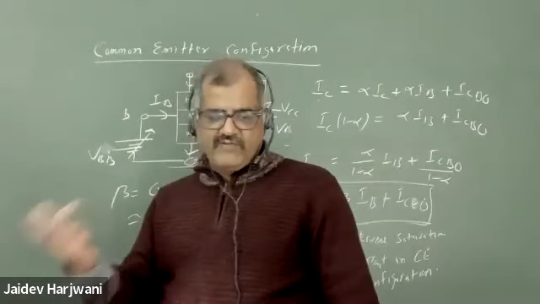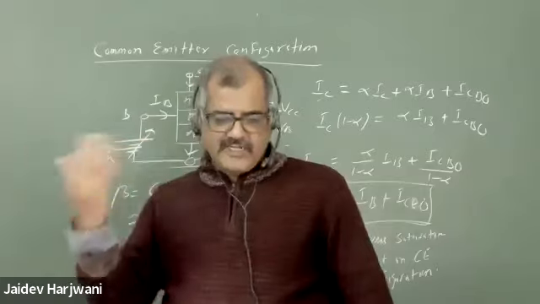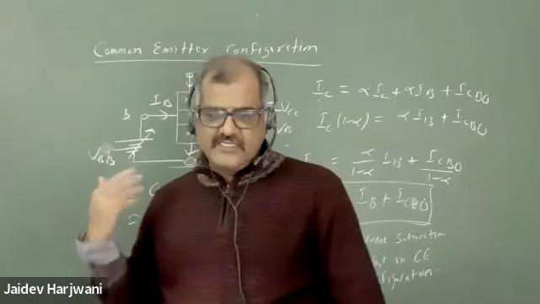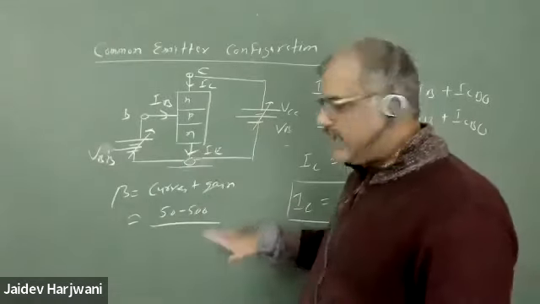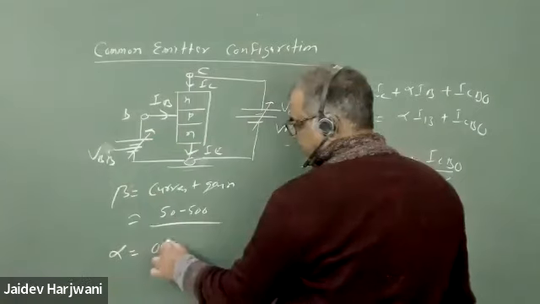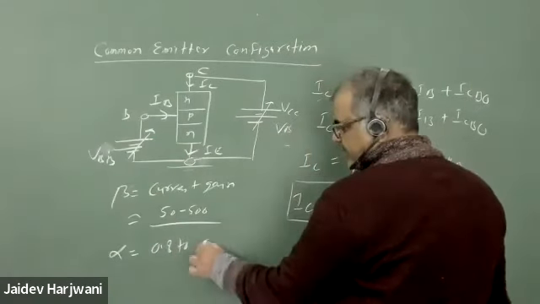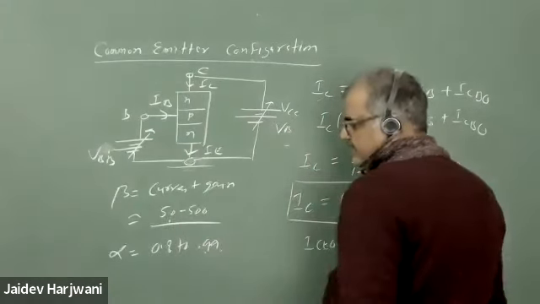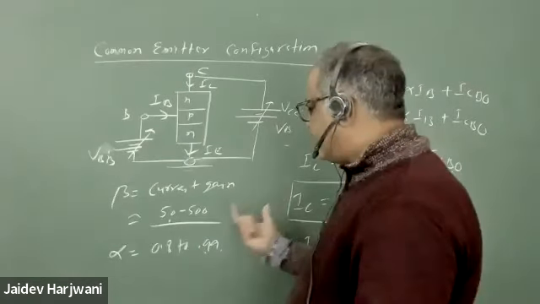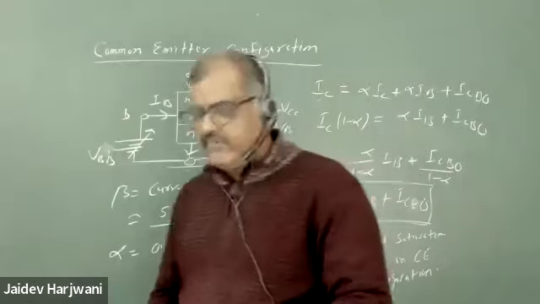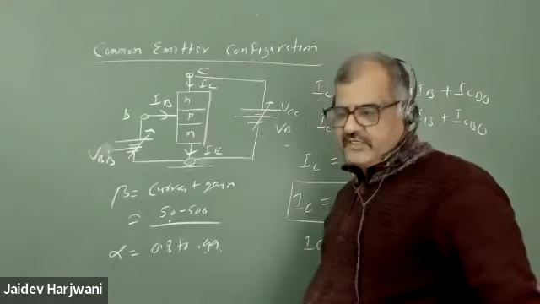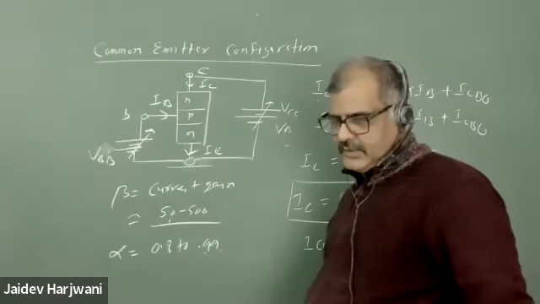When alpha is very close to 1, that means all the current IE is getting converted into output current IC. So generally this beta value is very high. Like I told you, alpha value is 0.99, similarly here the beta value is very high, 50, 100, 150, and that will be given in the problem. Any confusion here?